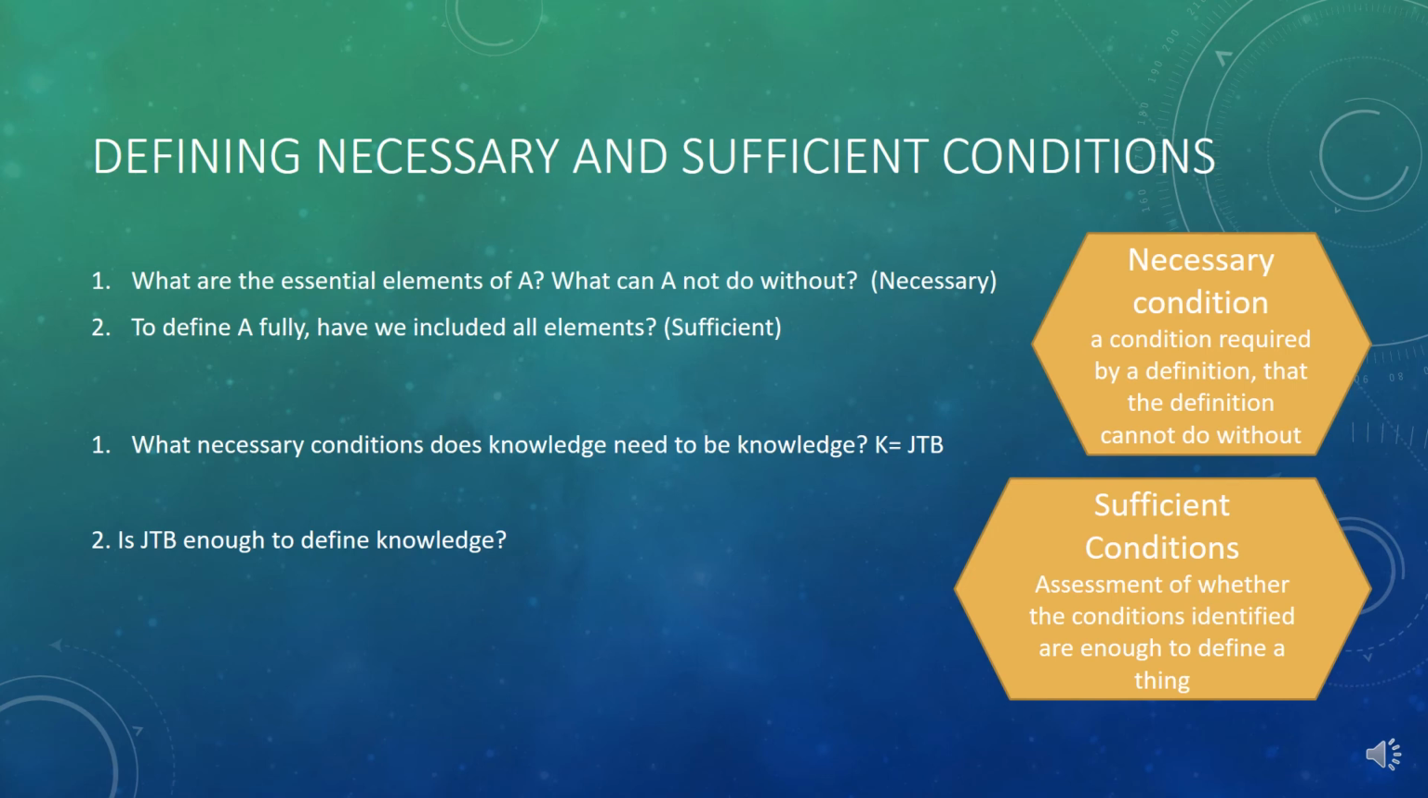And then secondly, we're going to be asking whether if we have justified true belief, is that enough to define knowledge? Is it sufficient? So let's make this clear with our definitions on the right hand side. A necessary condition is a condition required by a definition that the thing cannot do without. And a sufficient condition is an assessment of whether the conditions identified are enough to define a thing fully.